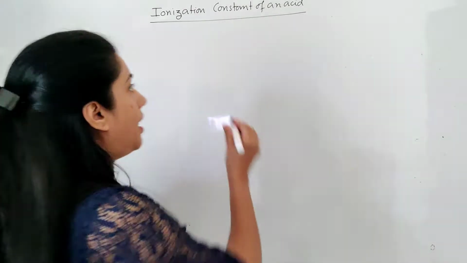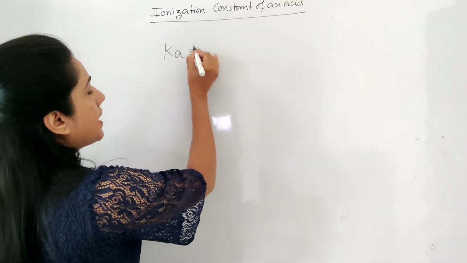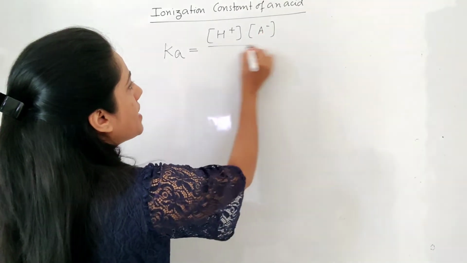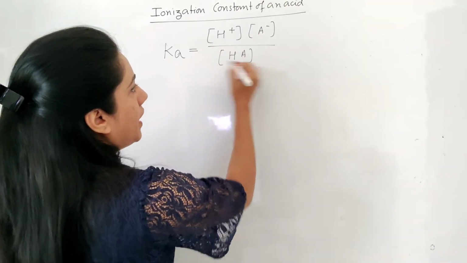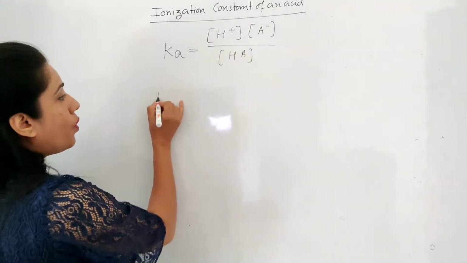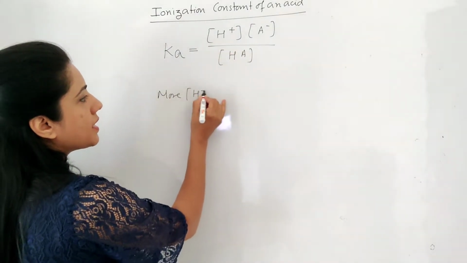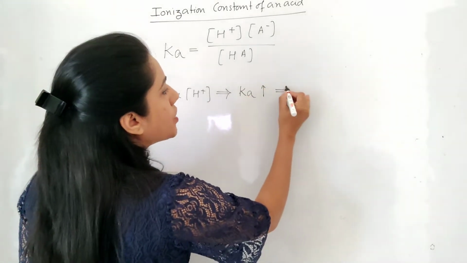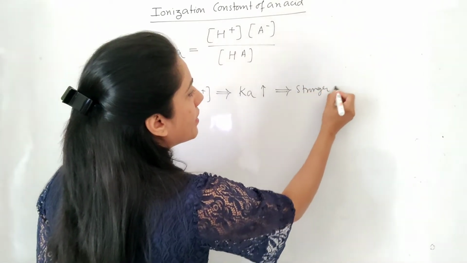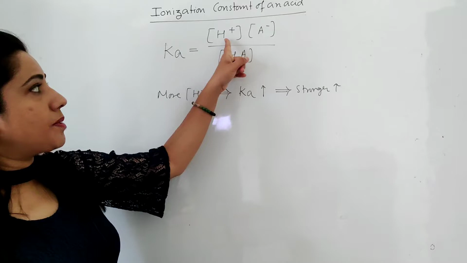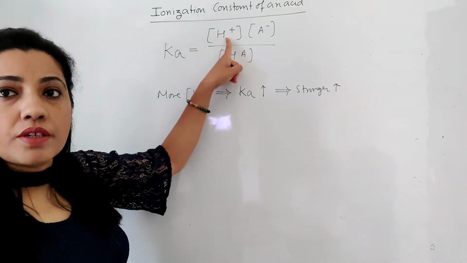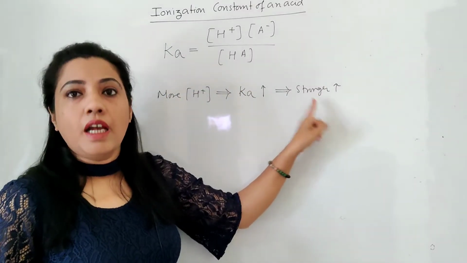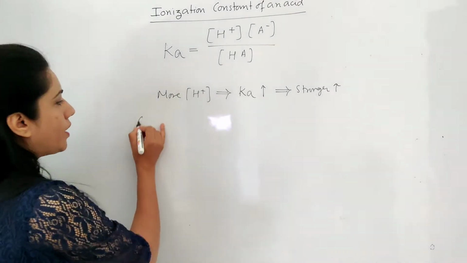So we have seen the ionization constant of an acid is Ka is equal to concentration of H plus into concentration of A minus divided by concentration of HA. It means that the more the concentration of H plus, the larger will be the value of Ka and stronger will be the acid. More is the concentration of H plus, since H plus is in the numerator, larger will be the value of Ka and stronger will be the acid. If you understood this concept, let us do one question out here.